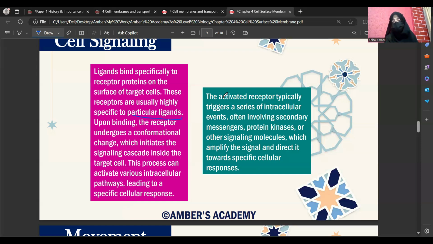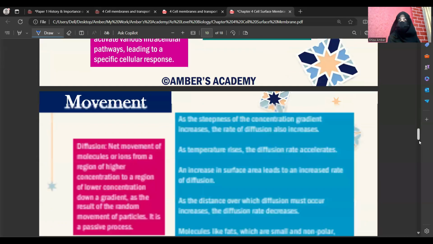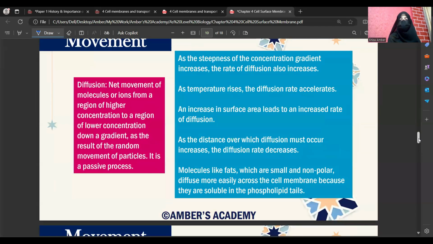ठीक है? And the activated receptor typically triggers a series of intracellular events, often involving secondary messengers. And ये बहुत सारे messengers involved in this entire cell signaling process, and they amplify the signal and direct it towards a specific cellular response. Here are the movements. Movements are very easy.